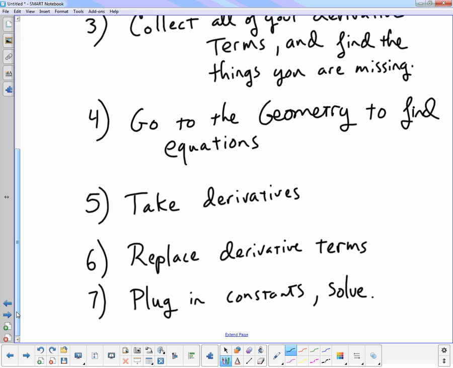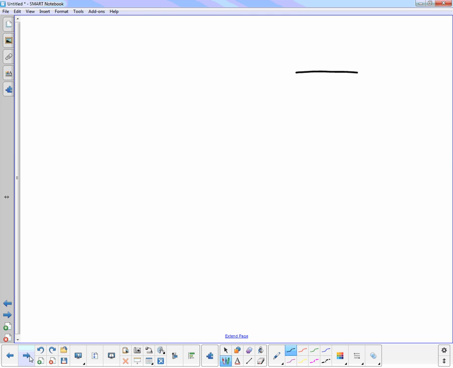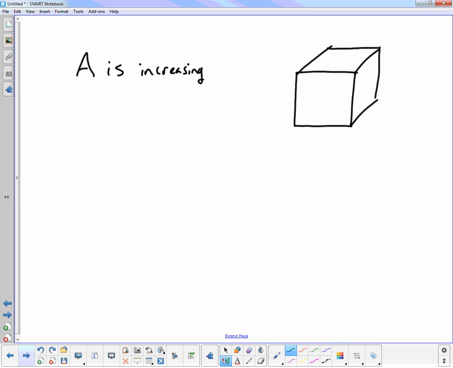There it is. Okay. This was one that had more pieces involved in it. Okay, I have the surface area of a cube. So if I have a cube, I'm going to draw a cube. Now, the surface area of a cube is increasing at a rate of 20 centimeters squared per second. Sorry, it's an area.